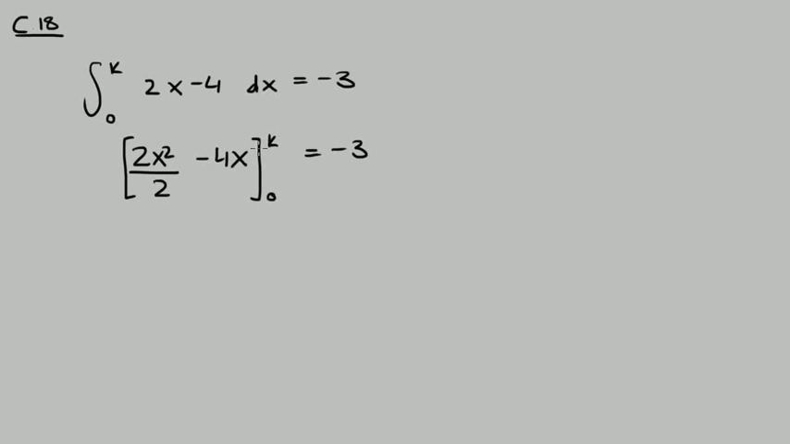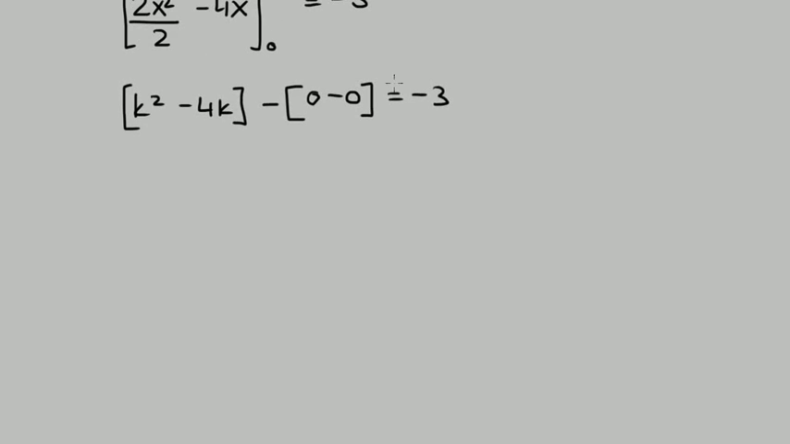So we know with the intervals we substitute k in first. Actually, I can simplify it with the 2's. So I'm just going to have k squared minus 4k. When we get minus, we substitute in 0, we're just going to get 0 minus 0 is equal to minus 3. So now we just need to simplify. K squared minus 4k plus 3 is equal to 0.